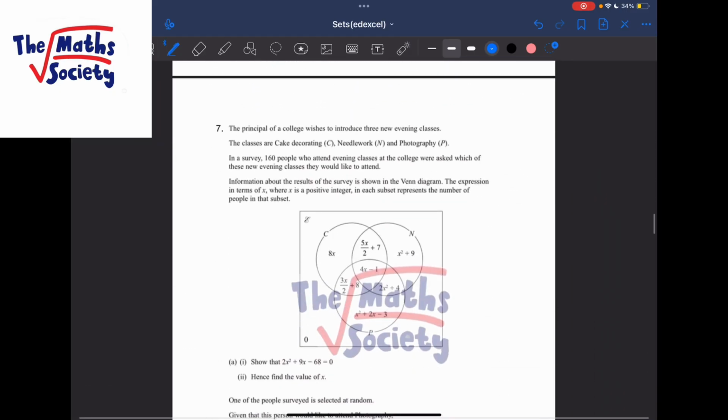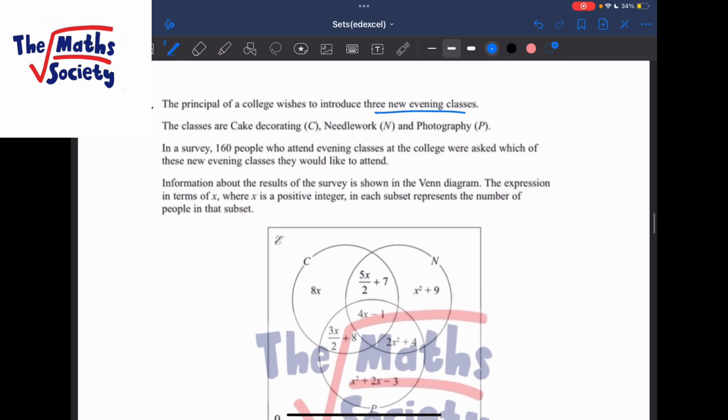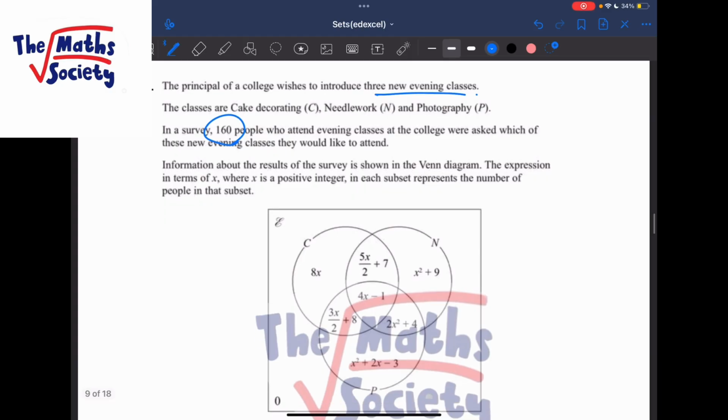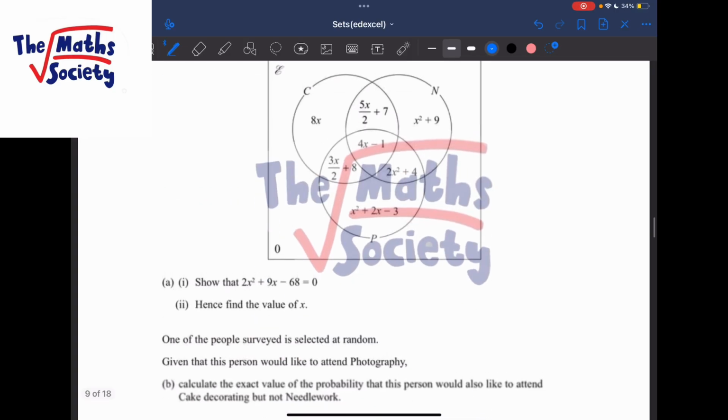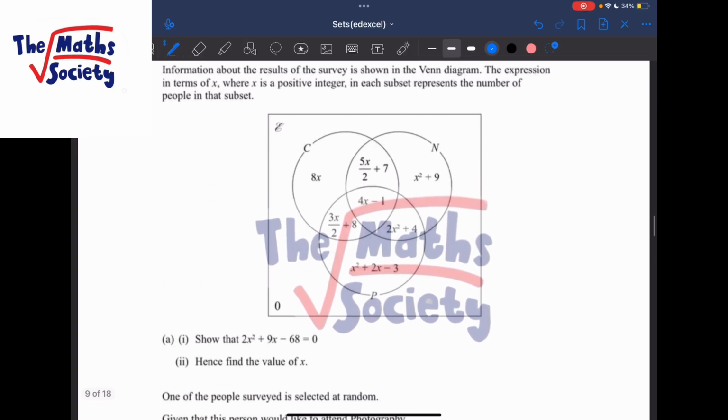Okay, so number 7. It says that the principal of a college wishes to introduce 3 new evening classes. They're given a class of 160 people as the total number, and the information about the classes from the survey is shown. Express in terms of x, where x is a positive integer, and each subset represents the number of people in the subset.